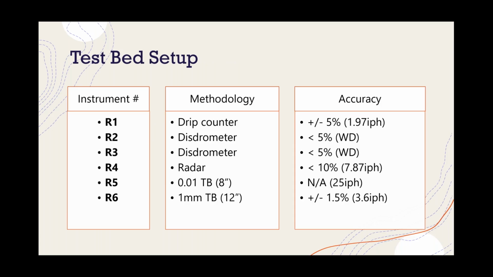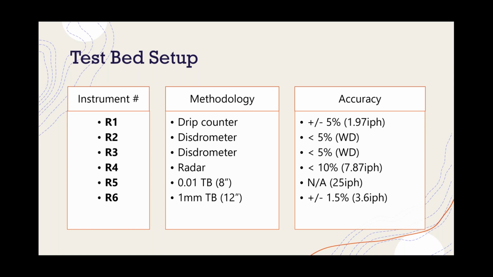A couple of years ago, I set up a test bed, and this is not to help you make a decision on which one you want. This is to help you understand the importance of knowing what you're getting. We set up a test bed of 6 different precipitation measuring devices. One was a drip counter. 2 of them were disdrometers, different models made by the same manufacturer. One was a radar sensor, and then we had 2 tipping buckets, a 1/100th of an inch with an 8-inch catch funnel, and a 1 millimeter tipping bucket with a 12-inch catch funnel.